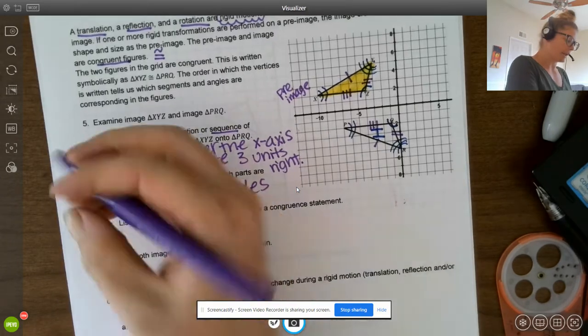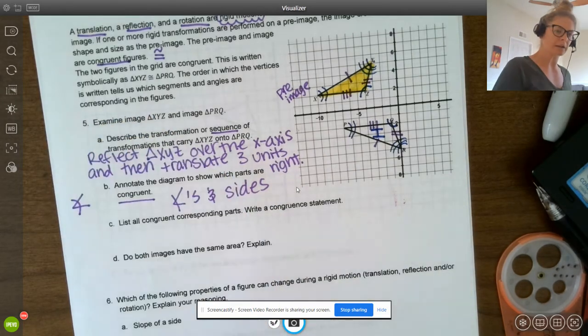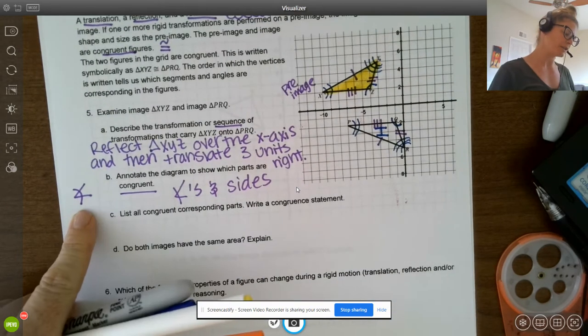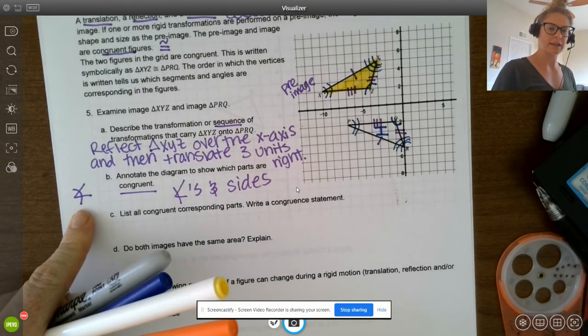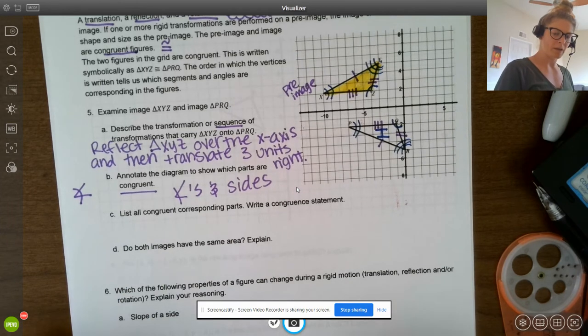And this is just a symbol for angles. Some people just use that symbol for angles. However, I think it looks too much like an inequality symbol. So to be as clear as possible with my communication, I oftentimes put an arc across that angle. So list all congruent corresponding parts and write a congruent statement.